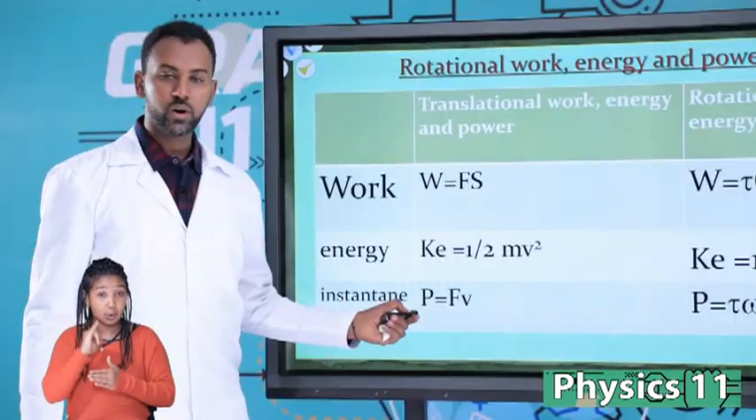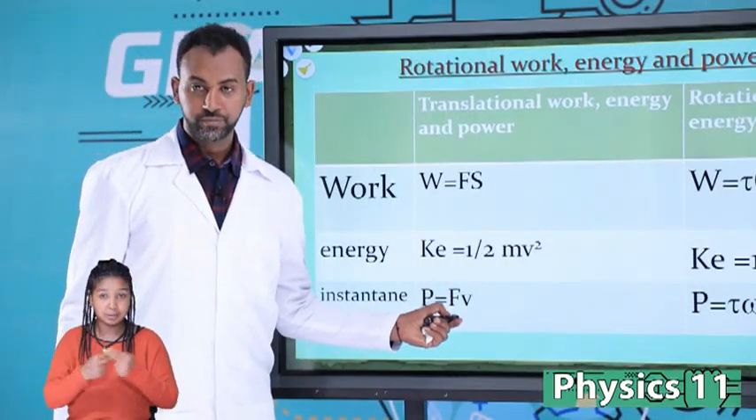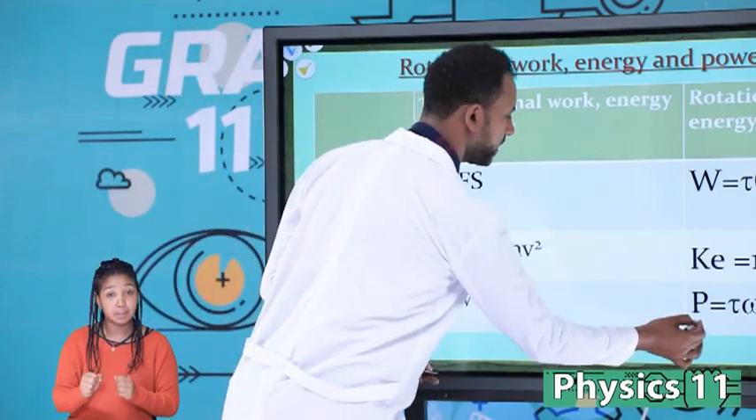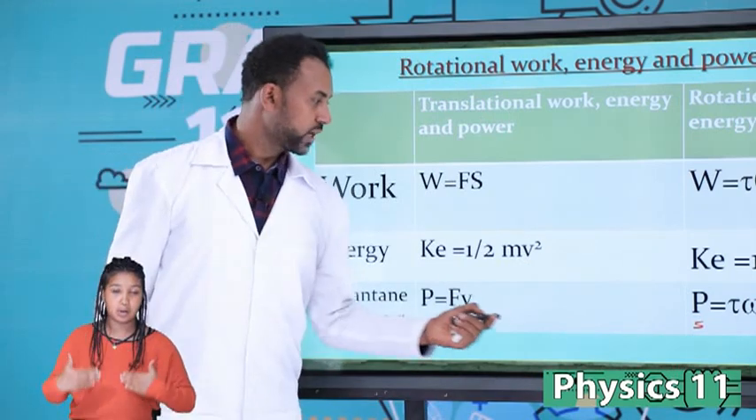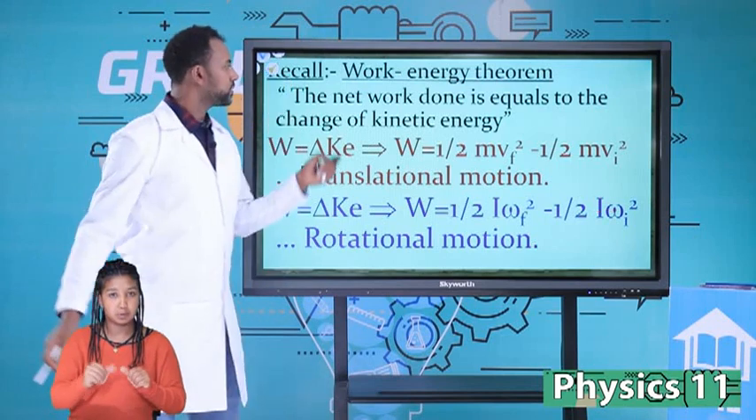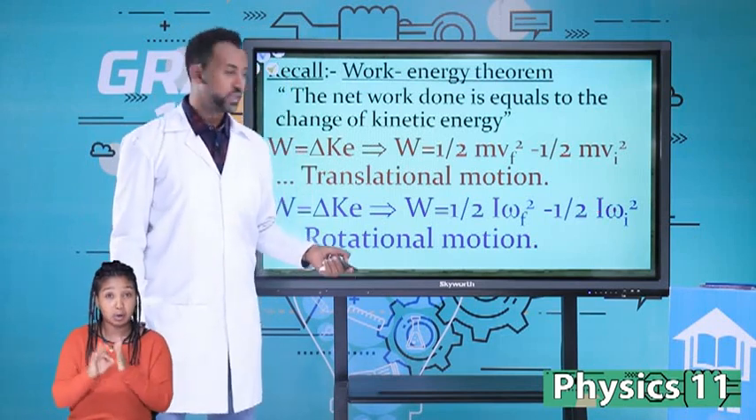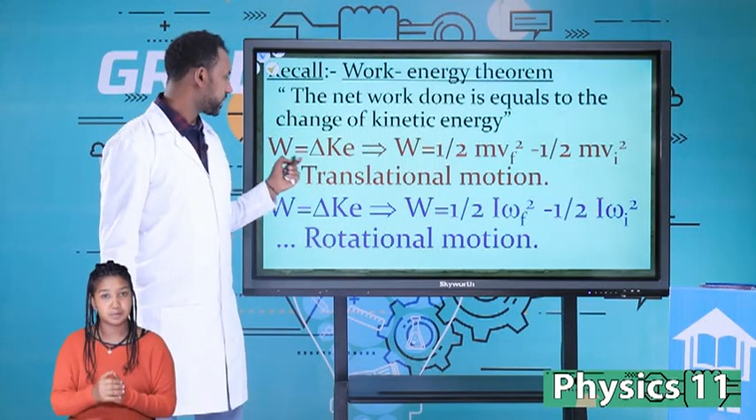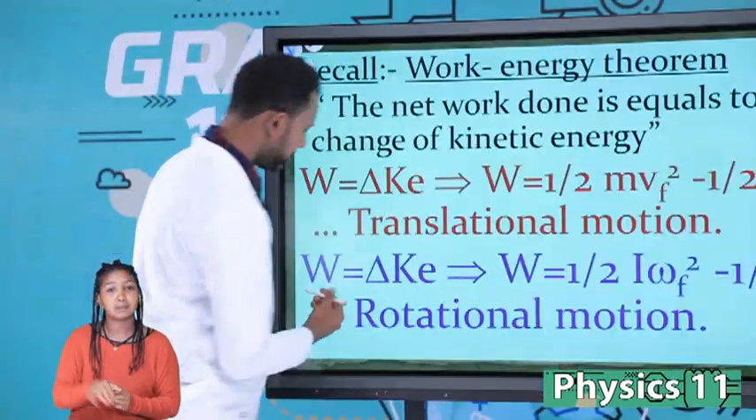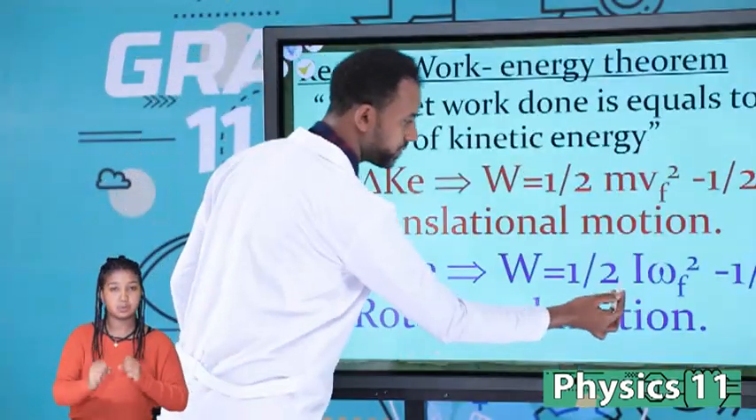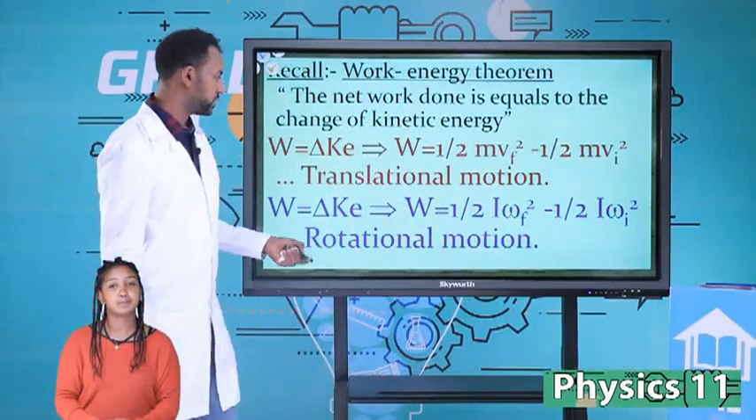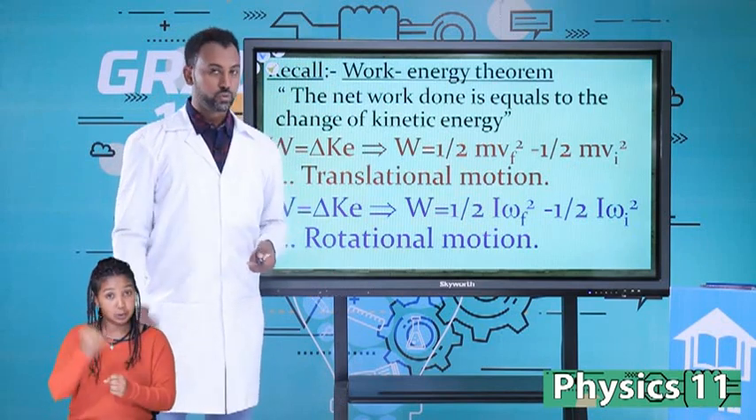The other point is power. Power is force times v, which is instantaneous power, and it is given in parallel for a rotating body as torque tau times angular velocity omega. Then let's proceed. We also have the work-energy theorem that we previously saw in Unit 5: work equals the net change of kinetic energy, final minus initial. Likewise for a rotating body, work equals 1 over 2 I omega final squared minus 1 over 2 I omega initial squared. This is known as the work-energy theorem for a rotating body.